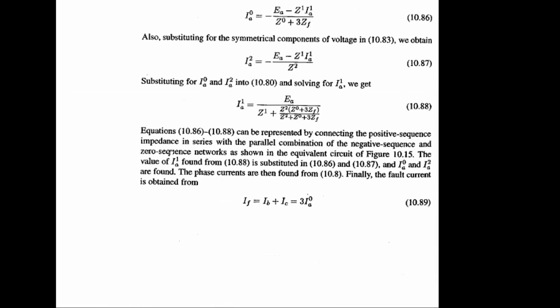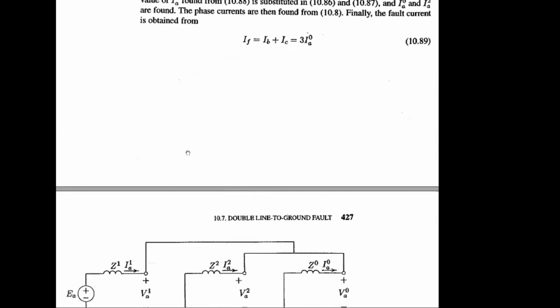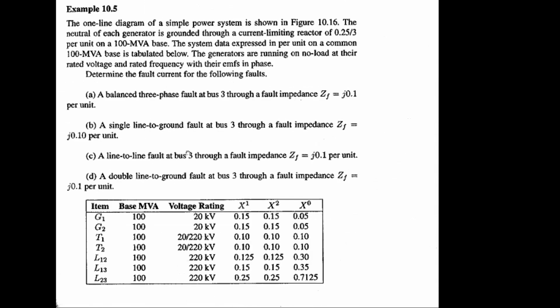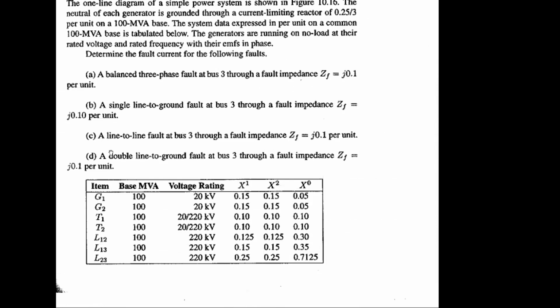Actually, we want to see one practical problem so that it will be more feasible to understand. When we want to solve this type of problem, some tabular information will be given. These types of tabular information will be there, and you have to extract information from it. Like how many elements are there in that configuration? 2 generators, 2 transformers, and 3 lines.